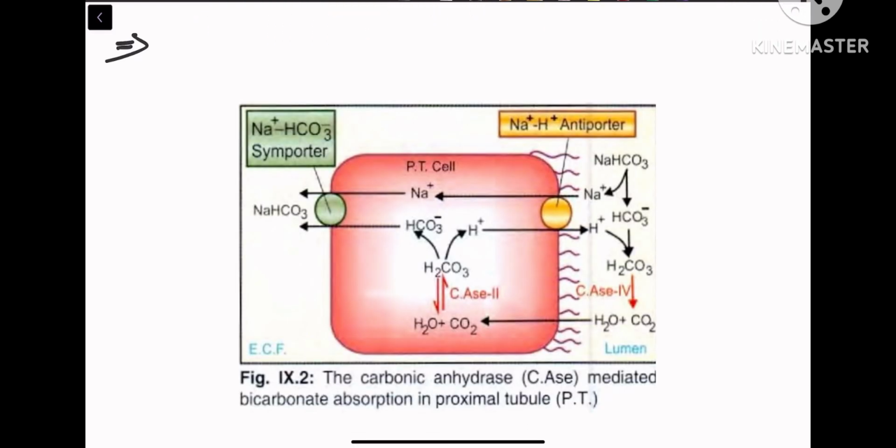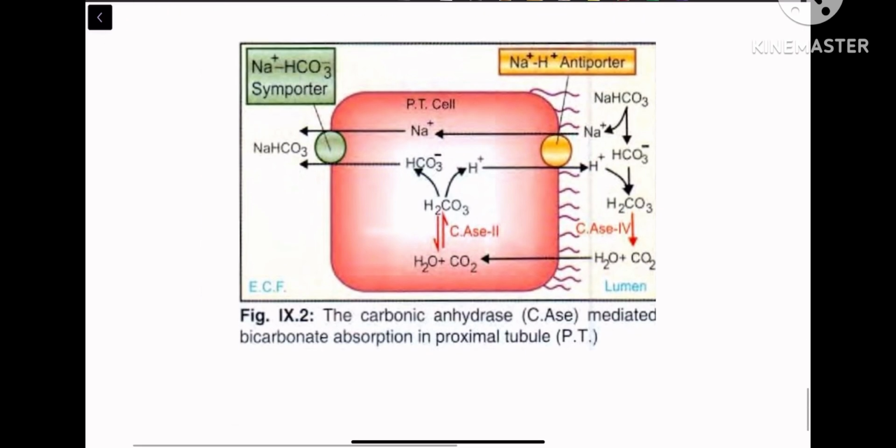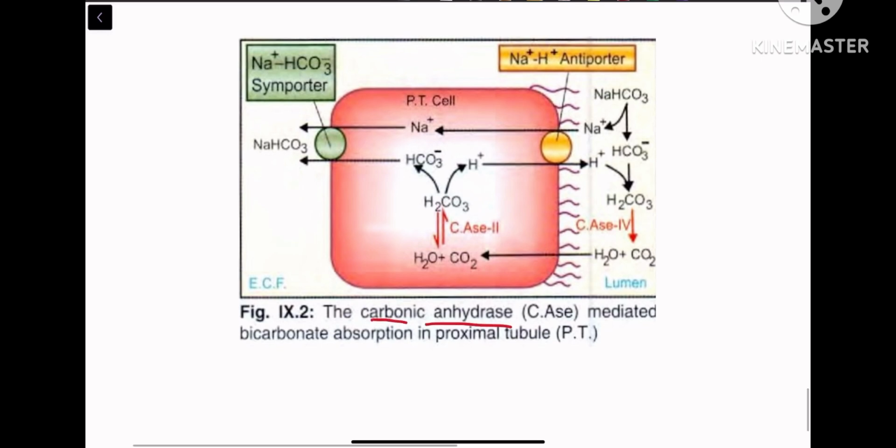Okay, now come to the third class of diuretics, called weak diuretics: carbonic anhydrase enzyme inhibitors. Before that, we will learn how carbonic anhydrase acts.